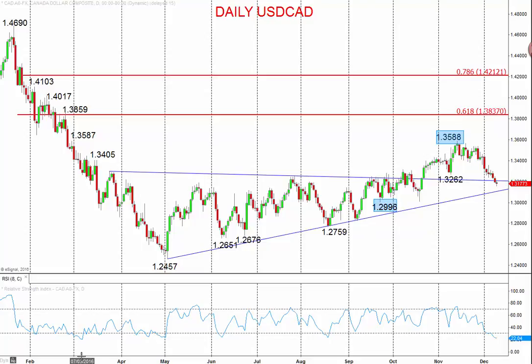So here we see dollar CAD first of all. Dollar CAD moving lower. That's dollar weakness, Canadian dollar strength since the late part of November and in early December. In fact, last week we saw a push down through 132.62.